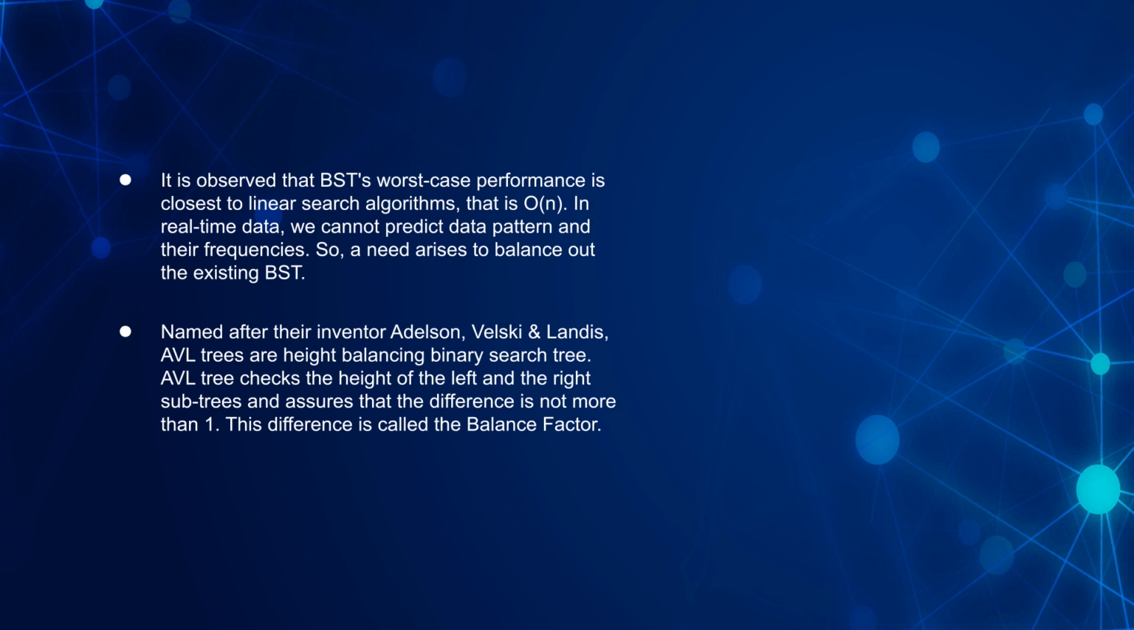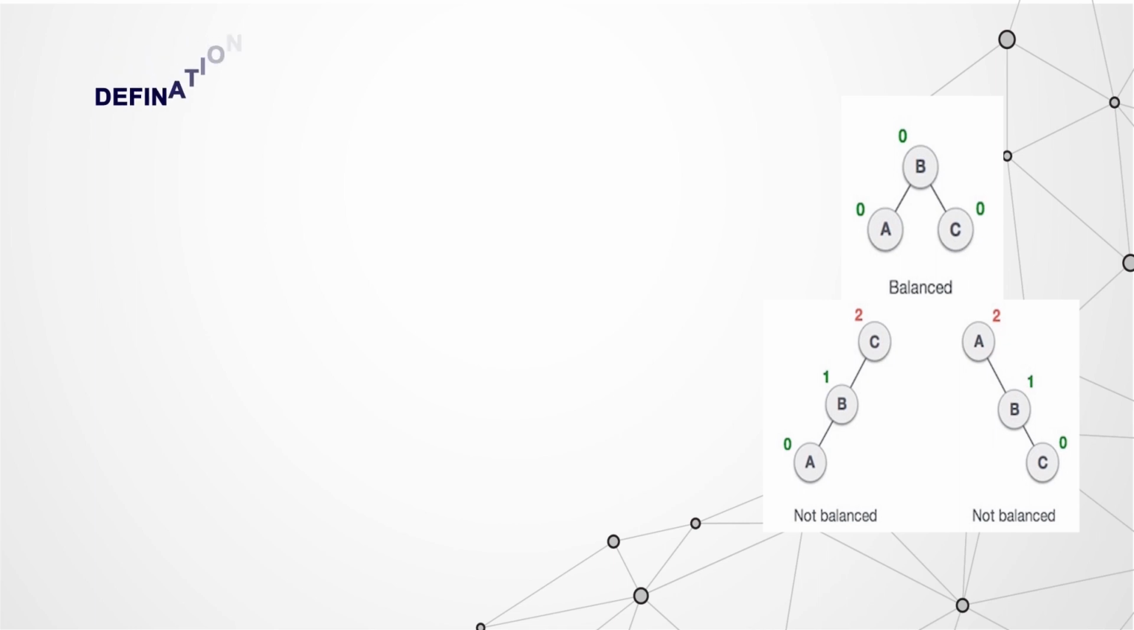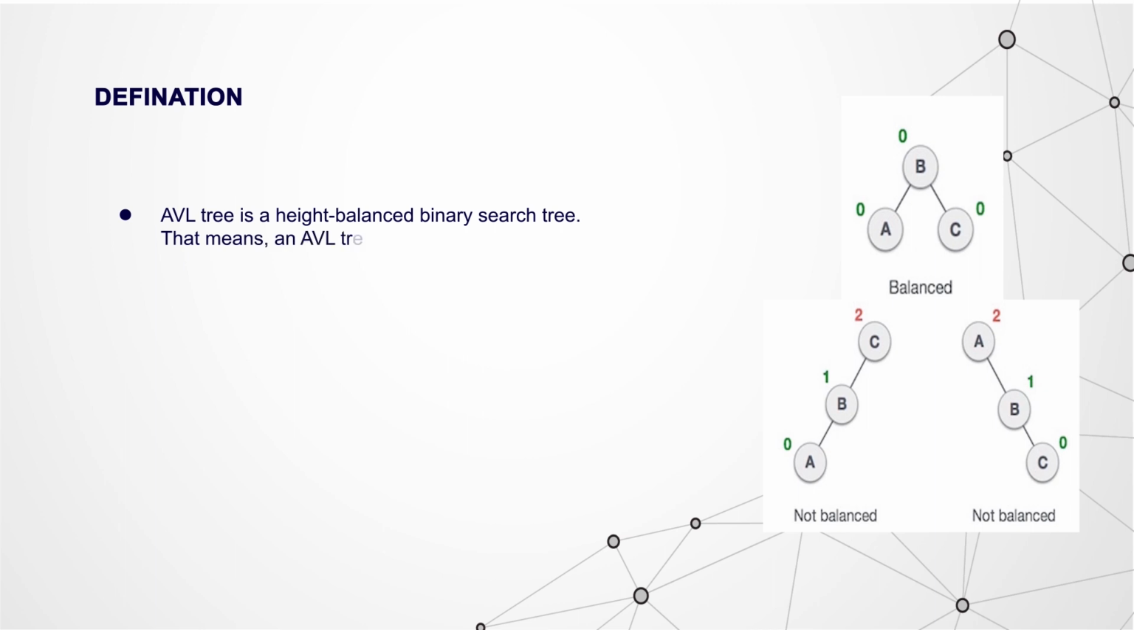The AVL tree checks the height of the left and the right subtree of the root node and assures that the difference is not more than 1. This difference is called the balancing factor, or balance factor. So the definition of the AVL tree is that it is a height-balanced binary search tree. That means an AVL tree is also a binary search tree, but it is a balanced tree.